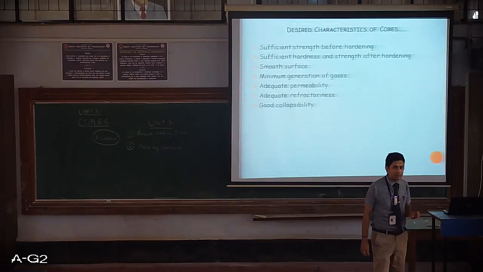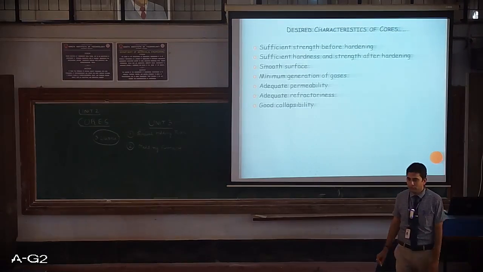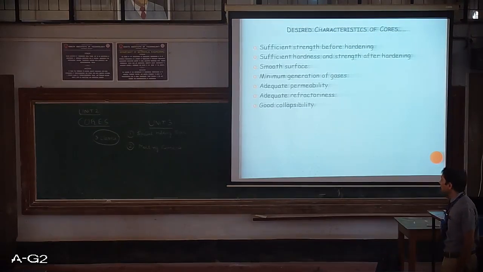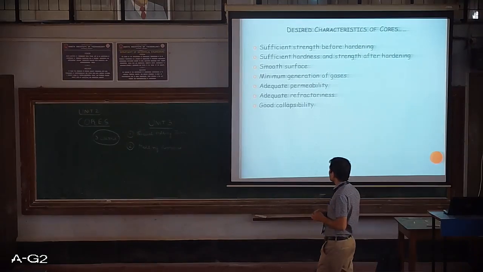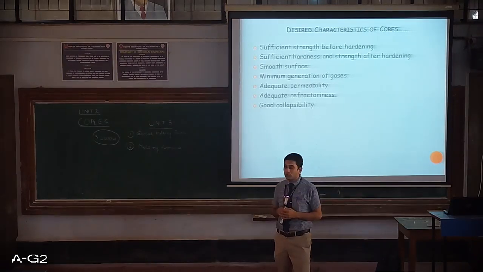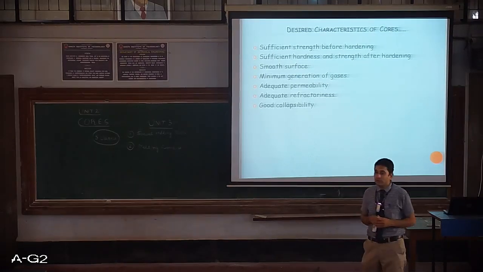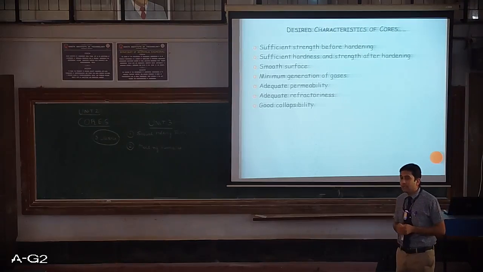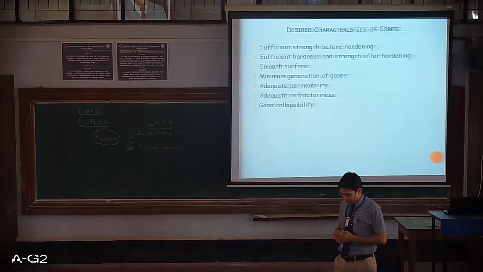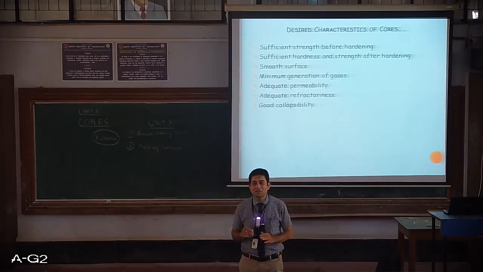The same thing is written here in the next slide in a very short way, that a core is expected to have sufficient strength before hardening and sufficient strength after hardening. It should have a good surface finish. It should generate a minimum amount of gases. It should have enough permeability. It should have adequate refractoriness and smooth surface finish, and good collapsibility should be there for a core. So these are the different characteristic features of the cores.